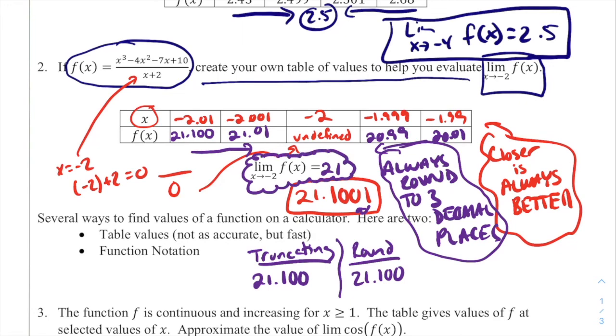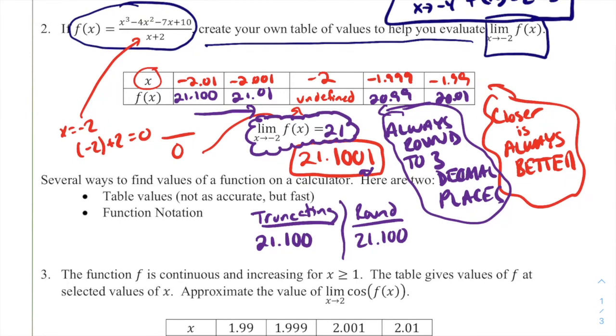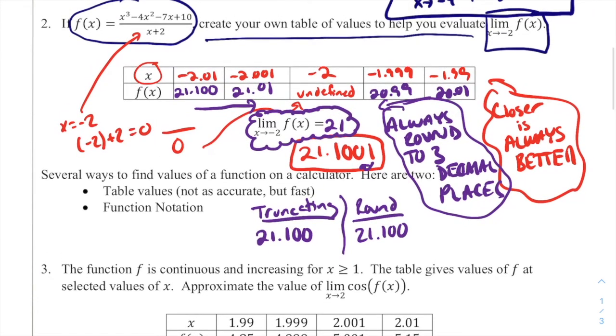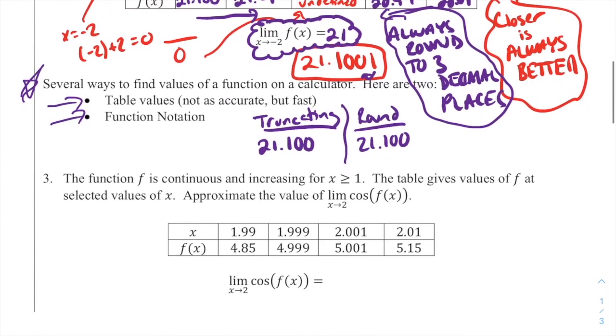And that's nice. It'll be a little bit faster when you use your calculator and get used to finding those actual values. But I'm trying to really show the steps of filling out those particular tables. So again, this says there's several ways to find values of a function on a calculator. The 2 ways are table values, so it's not particularly accurate, but it is fast. And then the function notation way is more accurate because it shows more decimal places. So those are 2 little calculator tricks you can use in order to fill out those tables and hopefully speed this up. Now, number 3, let's wrap this last one up.